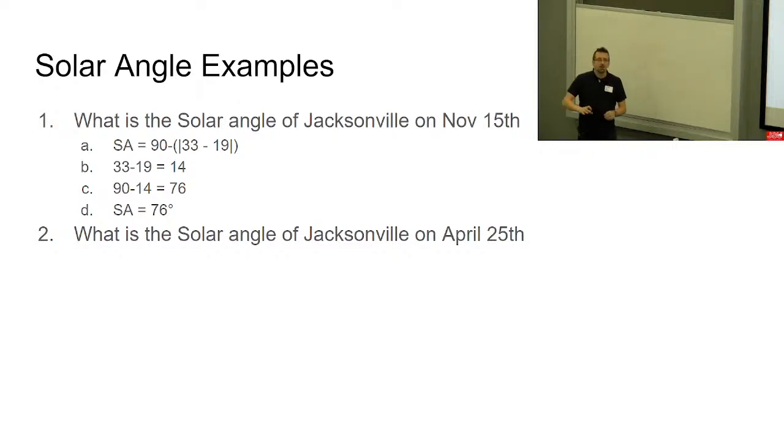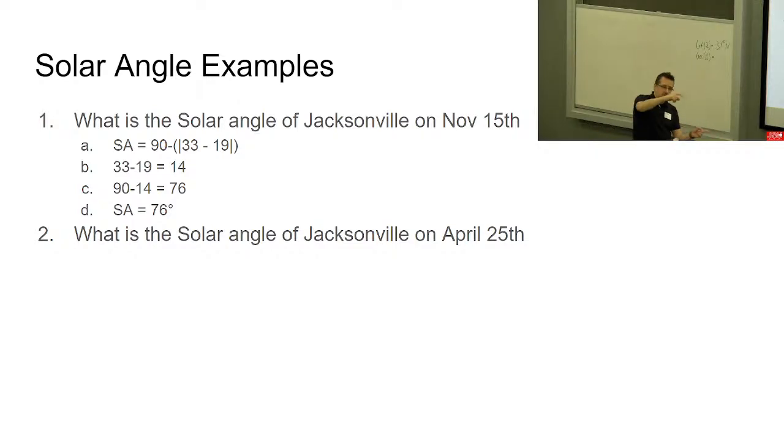So it asks you what the solar angle is on April 25th. So let's write down what we know. So we know that the latitude, or lambda, equals 34 degrees north, because that is what we use. Write down what you know first. So your declination, your delta. Well, this is what we have to figure out. So what is the declination of the sun on April 25th?